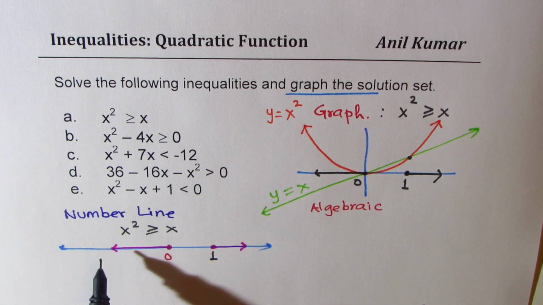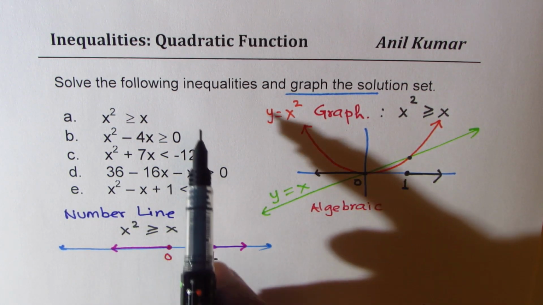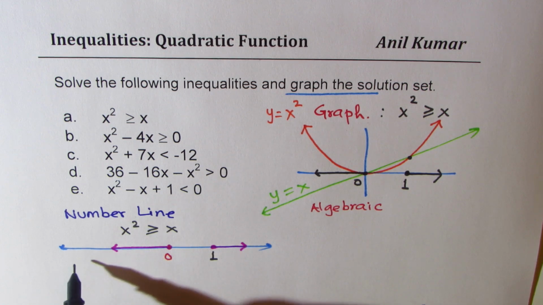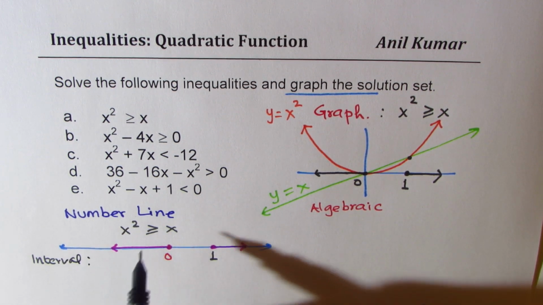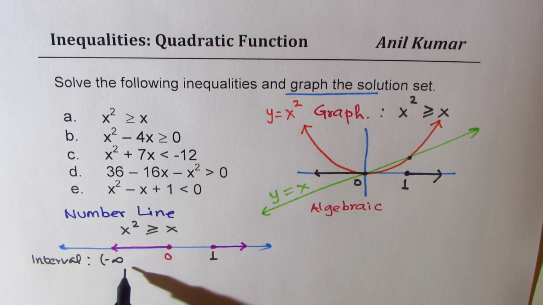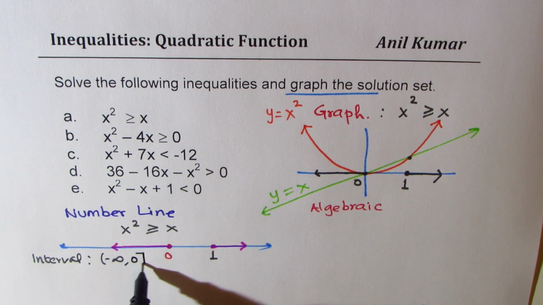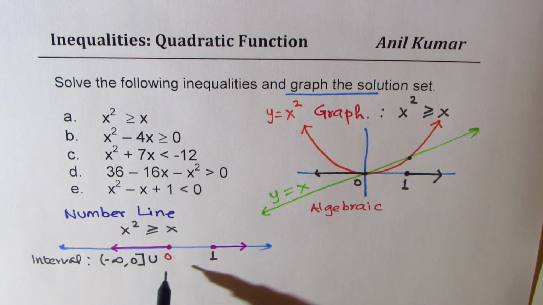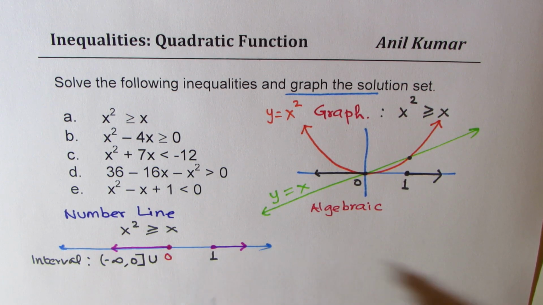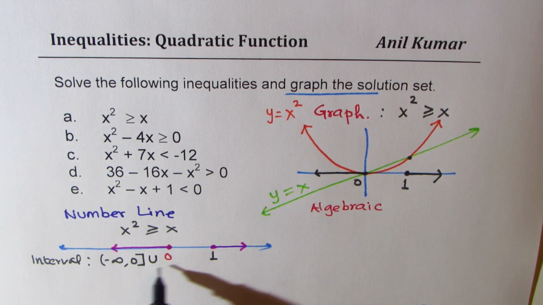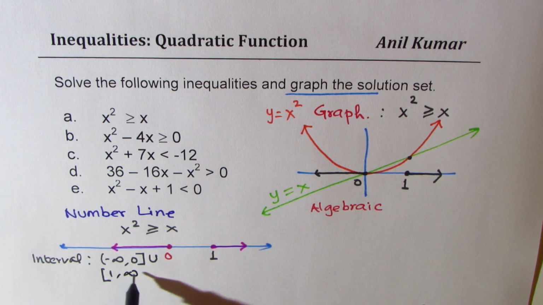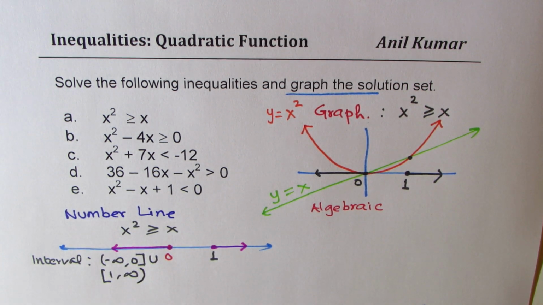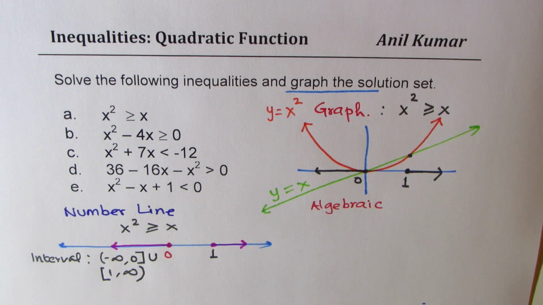At times, you may also represent the solution with interval. So we could say in interval notation, it could be written as minus infinity to 0, where 0 is included, or we could say union, and then from 1 to infinity. Infinity is never included. Perfect. So that makes sense. So that is how it could be done.